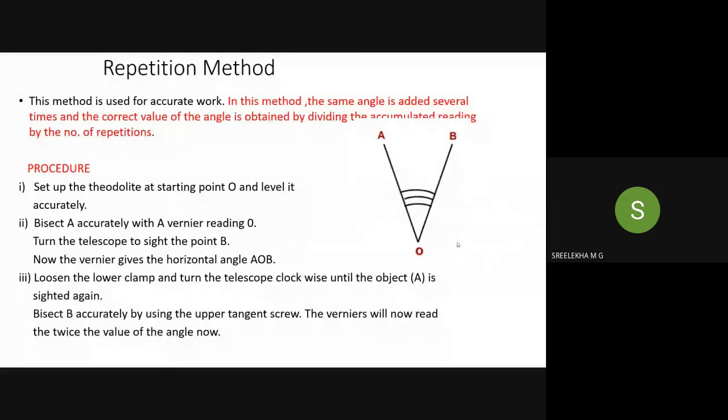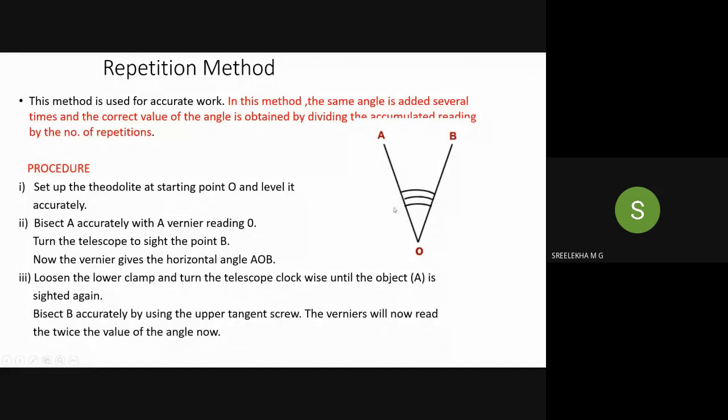Now what is the next step in the repetition method? Will you be loosening the upper clamp or the lower clamp? Anybody? Do you have to change the angle or should you not change the angle? What concept can you keep in mind? No need of learning by heart. Whatever the angular reading at the point B, that should be the same when you are again rotating to the point A.